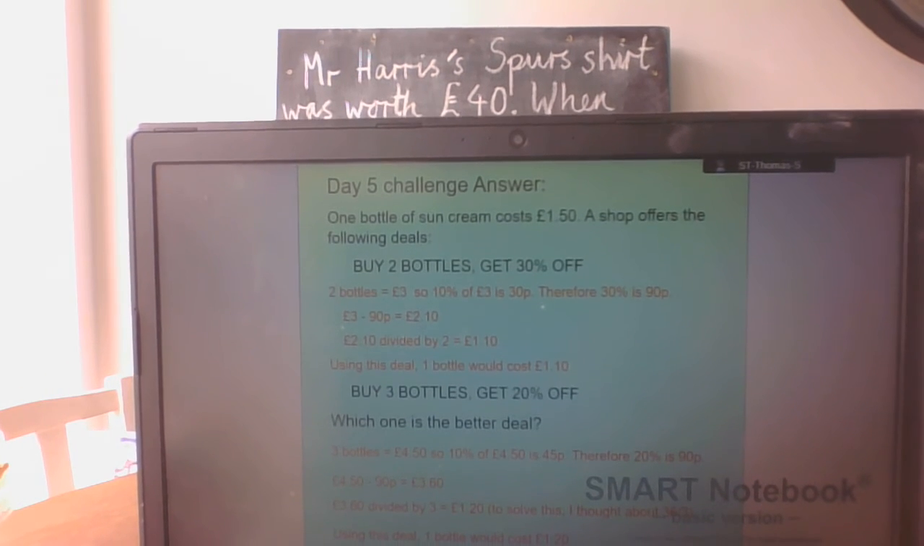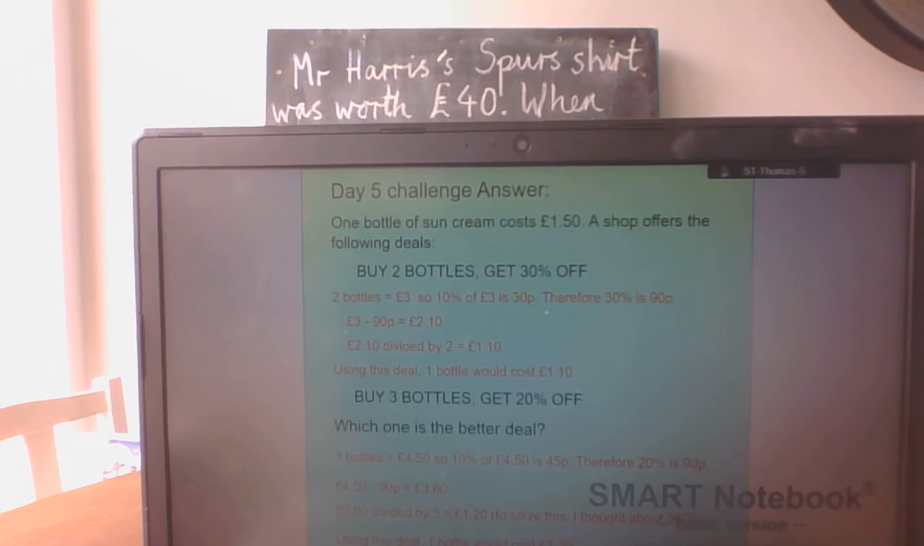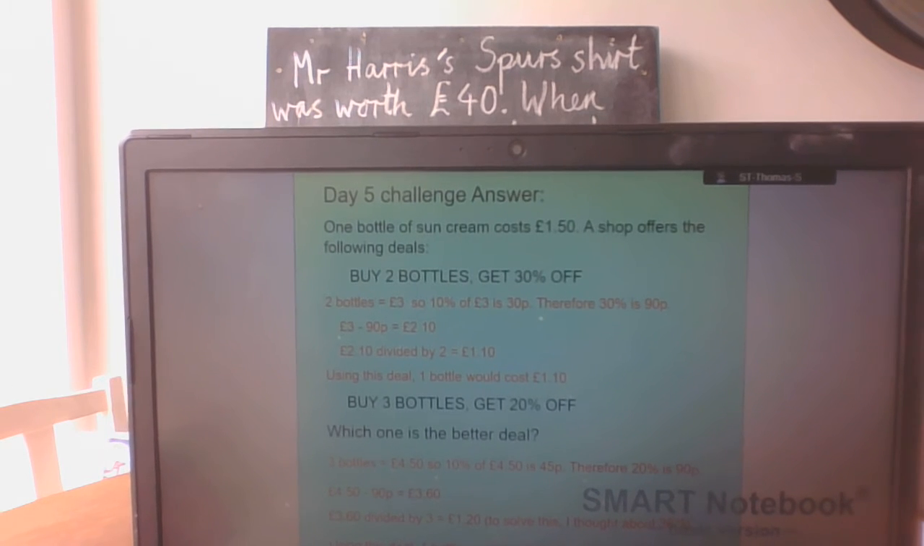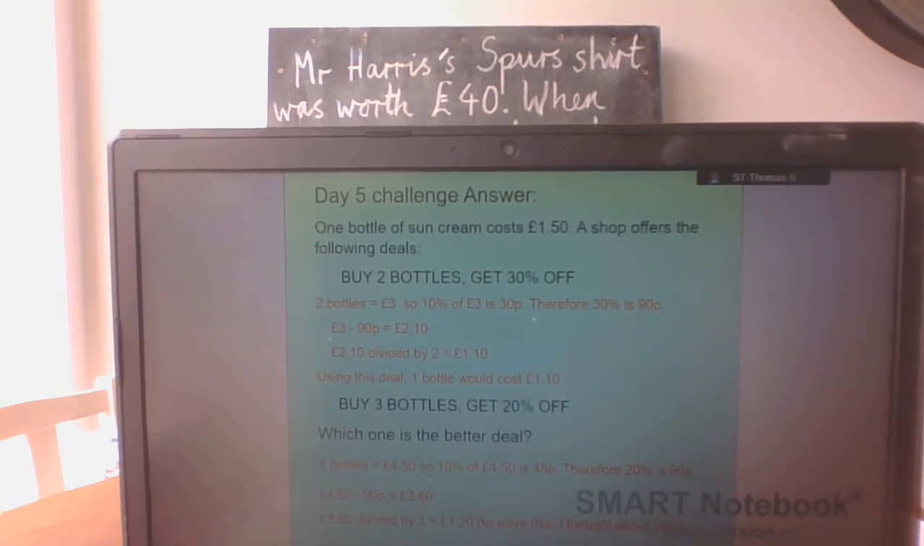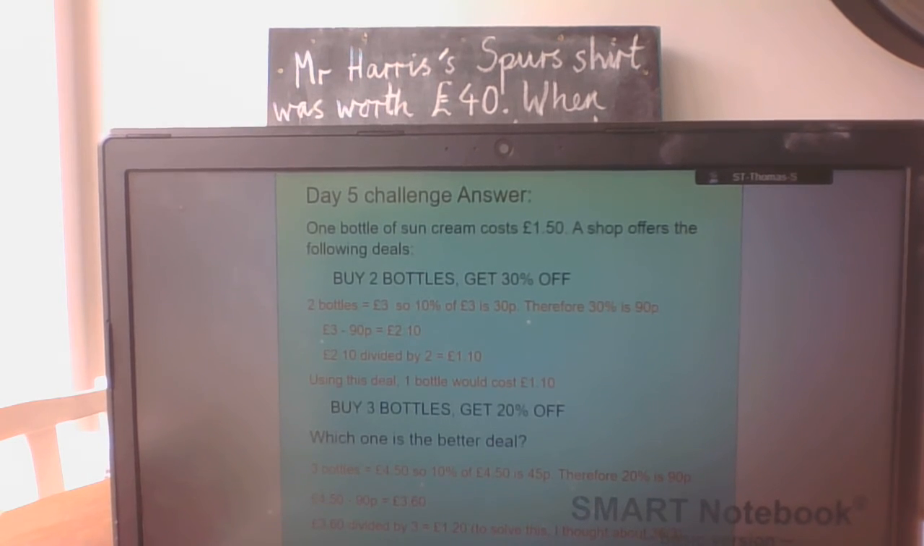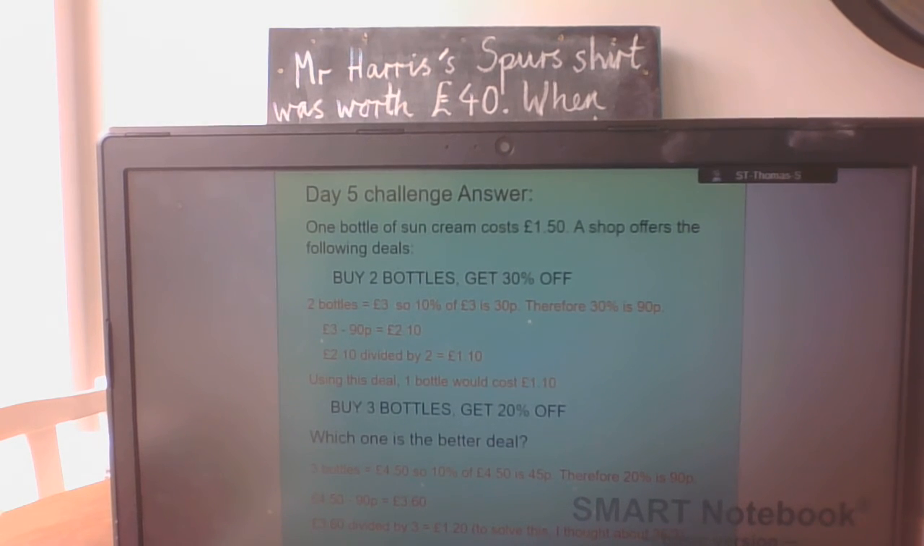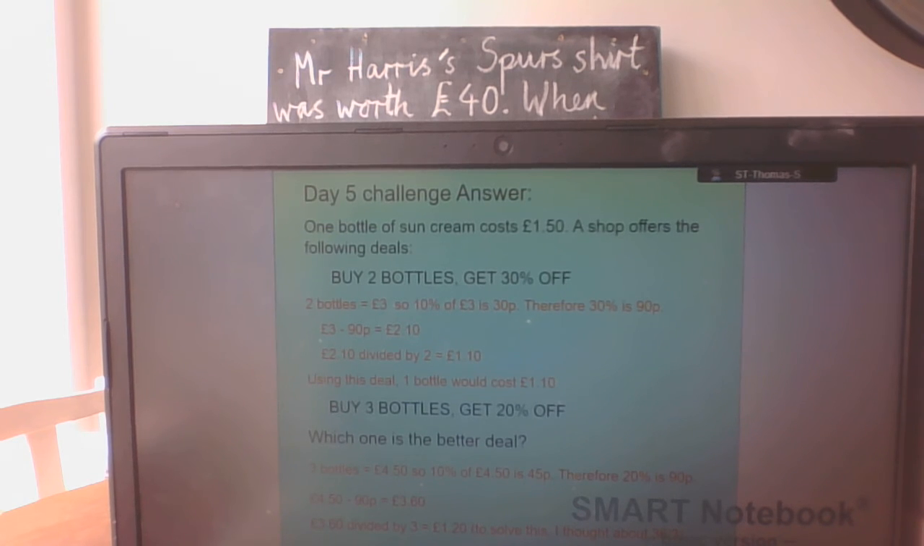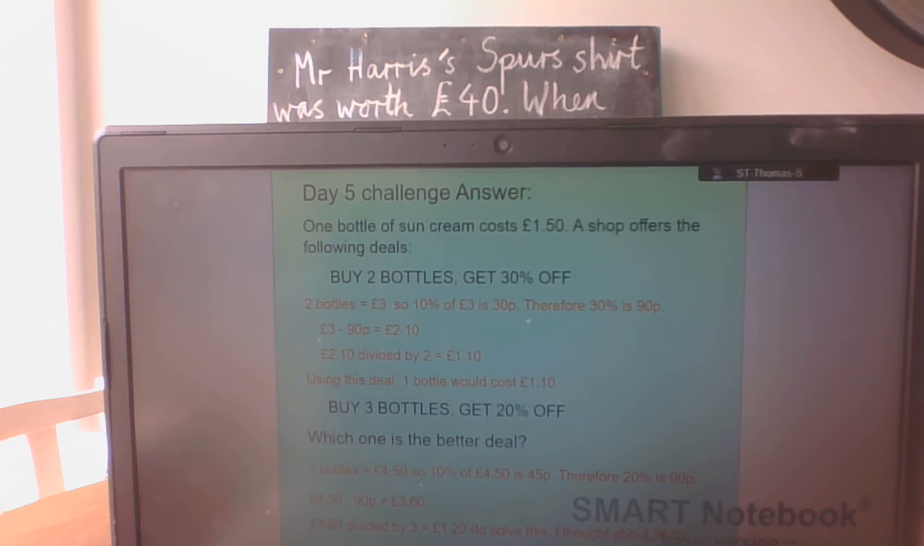So first of all, you've had to have worked out the value of one bottle in each deal. So the first one, we found 30% by again finding 10%, multiplying it by 3, which then gave us 90p. I took that off the price of the 2 bottles, which gave me £2.10, and then I divided by 2 to work out that with this deal, each bottle would cost £1.10.